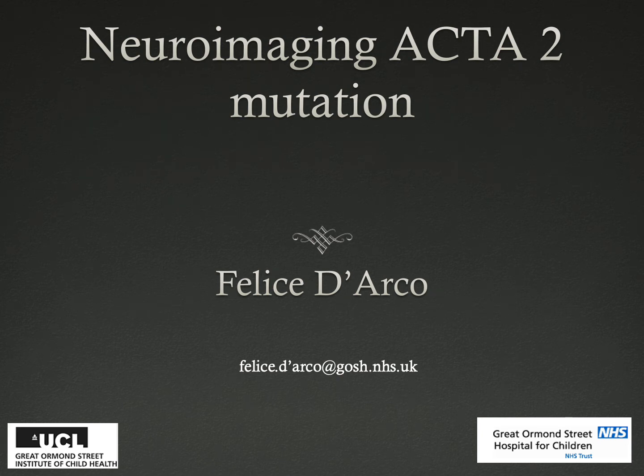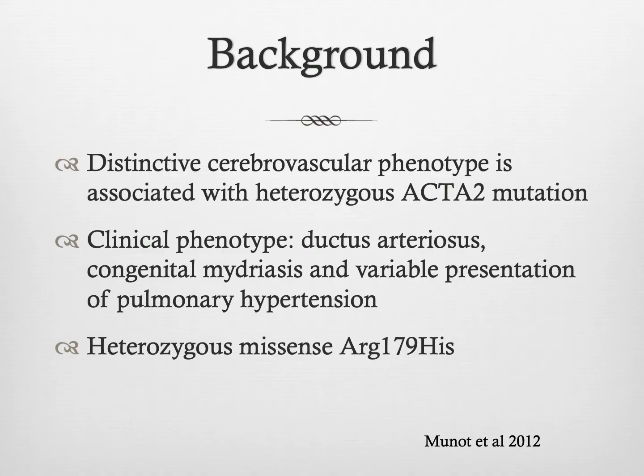This will be a lecture on neuroimaging in ACTA2 mutation. ACTA2 mutation has a distinctive cerebrovascular phenotype and also a distinctive clinical phenotype characterized by ductus arteriosus, congenital mydriasis, and variable presentation of pulmonary hypertension that can also be fatal. Basically, when you have the combination of this typical cerebrovascular phenotype in this clinical context, the diagnosis is almost sure.